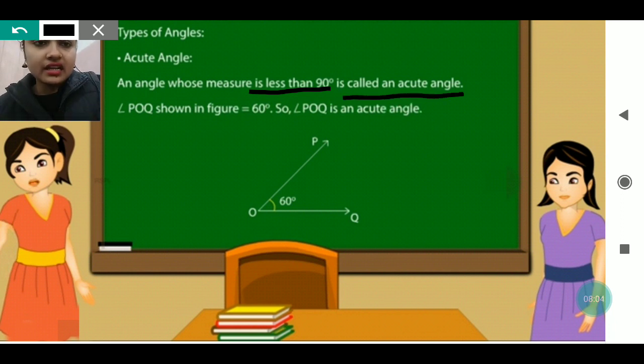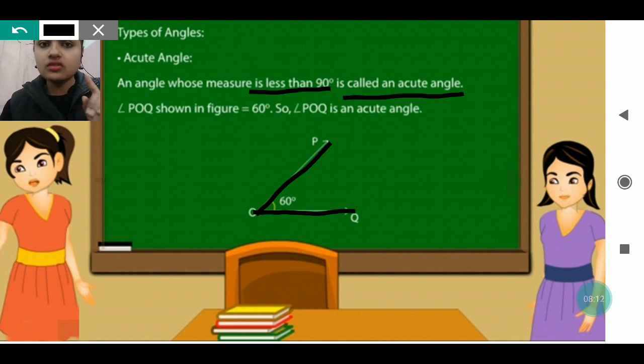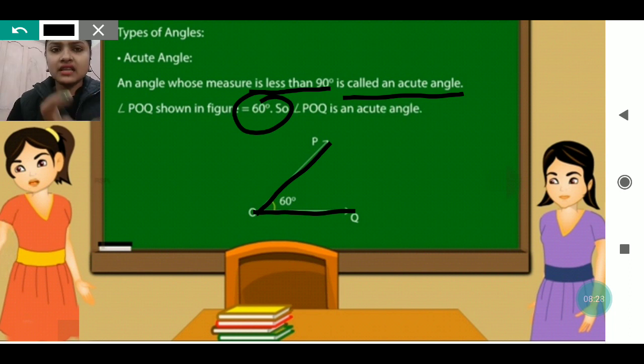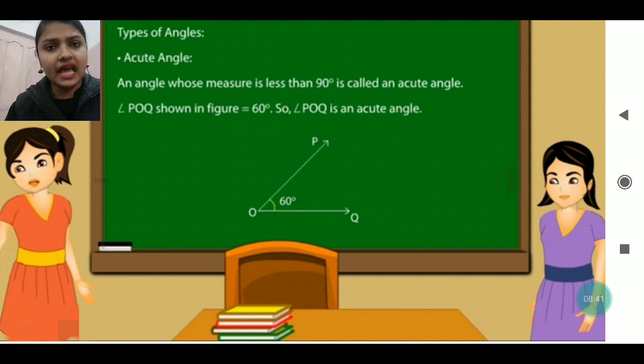You can see in angle P, one ray is there from P to O and one ray from Q to O. Two rays are meeting at a point, and that point is O. When we observe the measurement of this one, we are getting 60 degrees. That is the measurement of POQ or QOP, means the measurement at O where the angle is forming is 60 degrees, which is lesser than 90 degrees, so it is an acute angle.